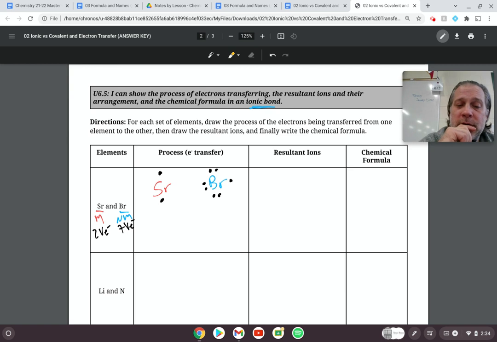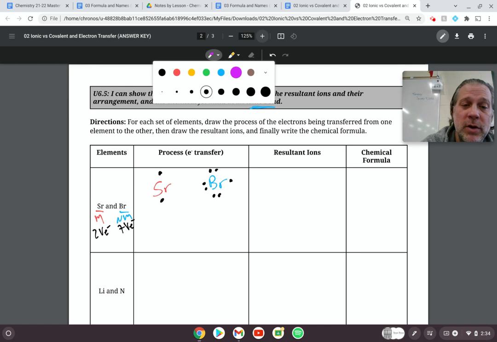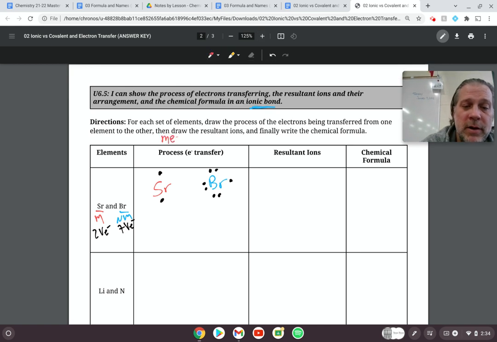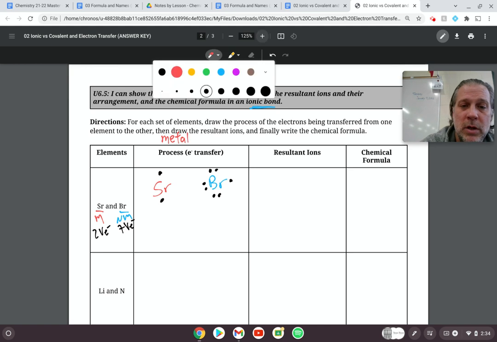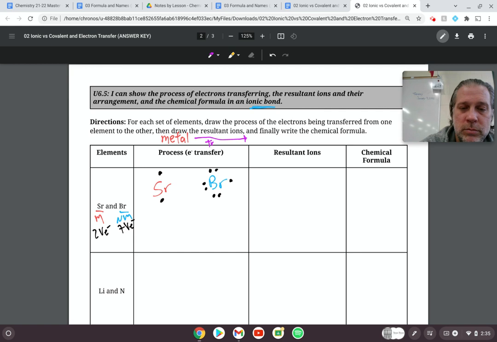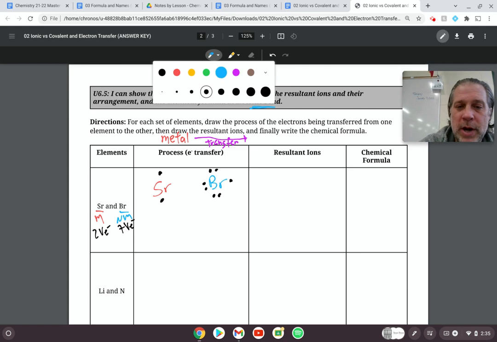Now, the next thing I'm going to do is show transfer, by drawing an arrow indicating that an electron was given from a metal to a nonmetal. And that's something that we have to remember with all of these: electrons are transferred from a metal to a nonmetal, and it doesn't go the other way. So we don't go nonmetal to metal.